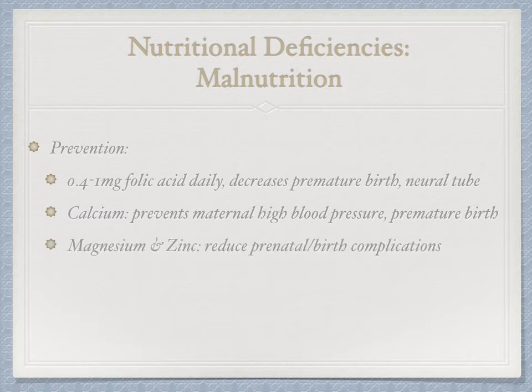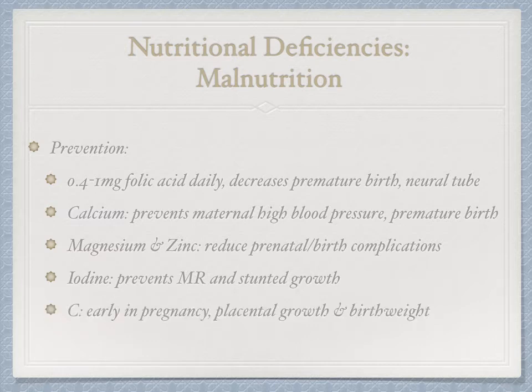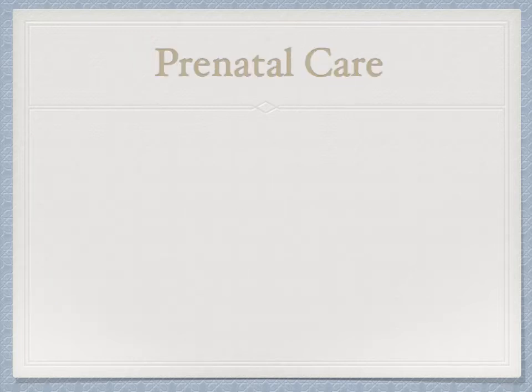Magnesium and zinc reduce prenatal and birth complications. Iodine prevents mental retardation and stunted growth. And vitamin C early in the pregnancy is really important for placental growth and birth weight. Vitamin C is also actually very important for sperm development. So it's something that men really get benefits from taking prior to conception for really healthy sperm. So again, nutrition is going to affect both the mother and the father, just at different points in prenatal development, prior to conception versus after conception.